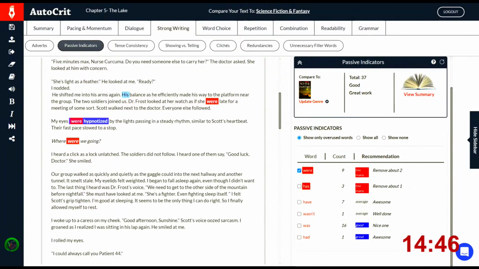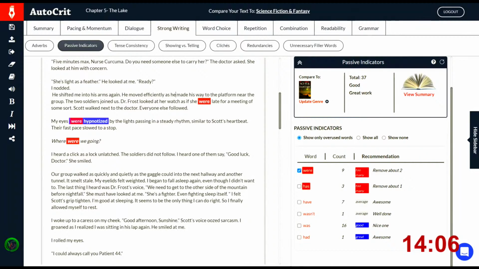Yeah, I mean, he moved efficiently. As he made his way to the platform near the group. I mean, just something very simple like that. The two soldiers joined us. Dr. Frost looked at her watch as if she were late for a meeting of some sort.